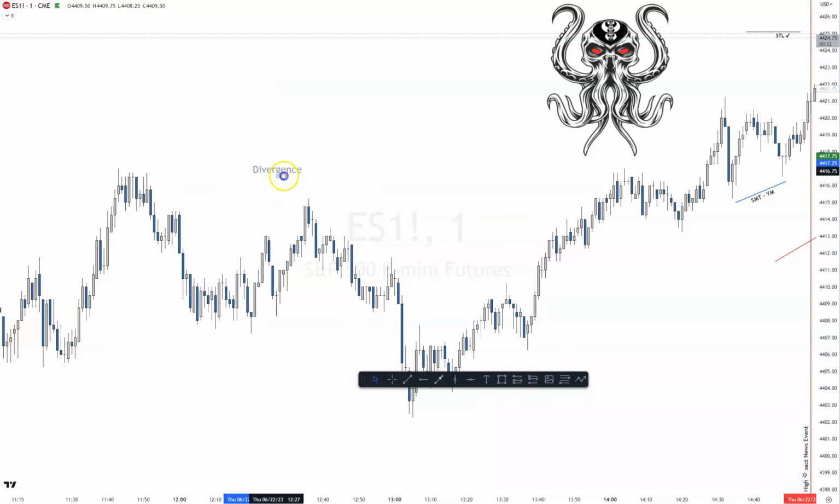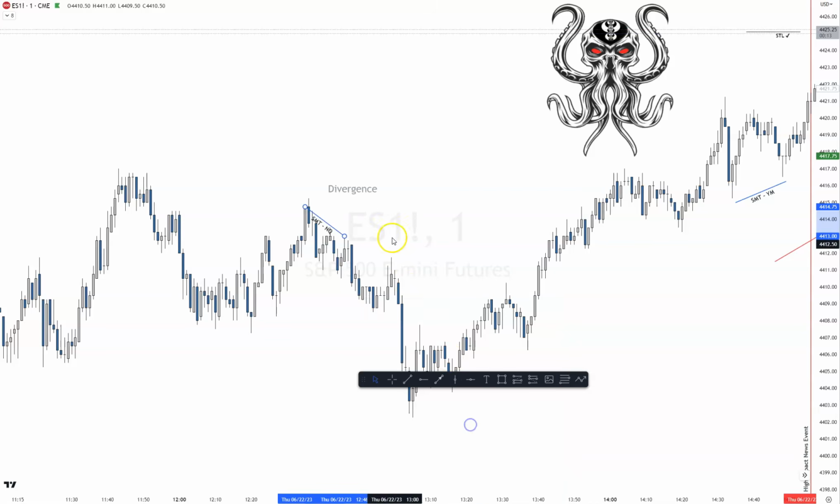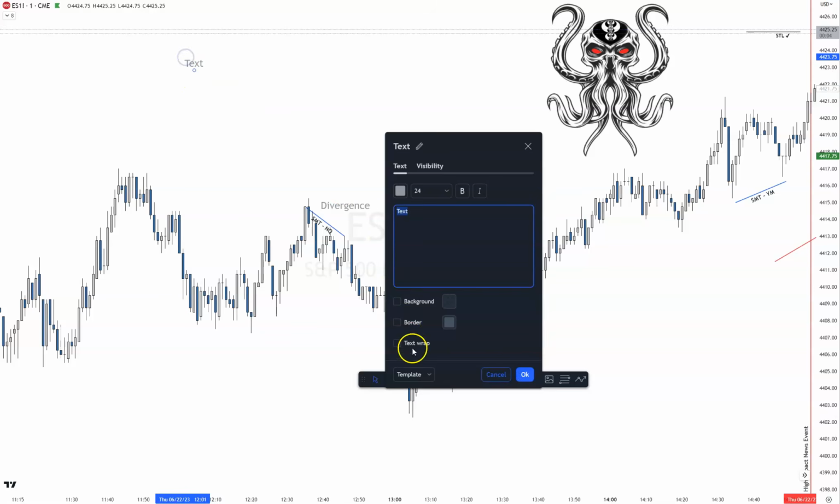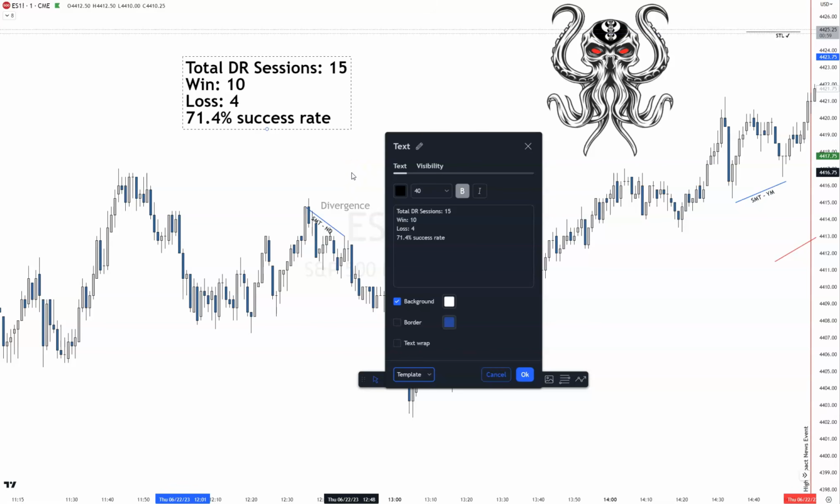Divergence, which is usually when I'm marking, when I have SMT and I have the line here. Let's just say there's SMT here. I usually have NQ. Used to mark off divergence, and for my Notion, I don't really use that very much anymore. Then I also have the DR scorecard. So when I start making my IDR trades, I'm going to show you how many sessions win, how many sessions lost. So I have that scorecard here, and then I have total trades.